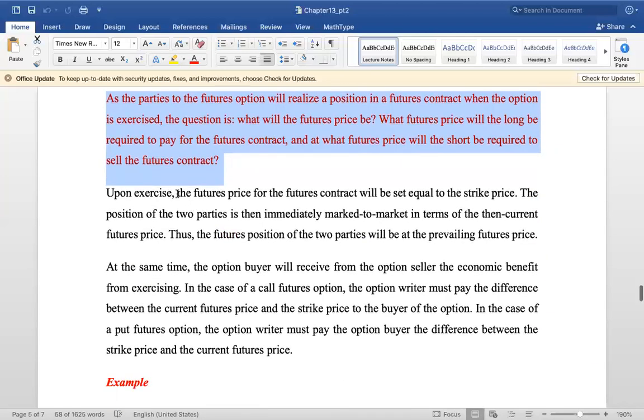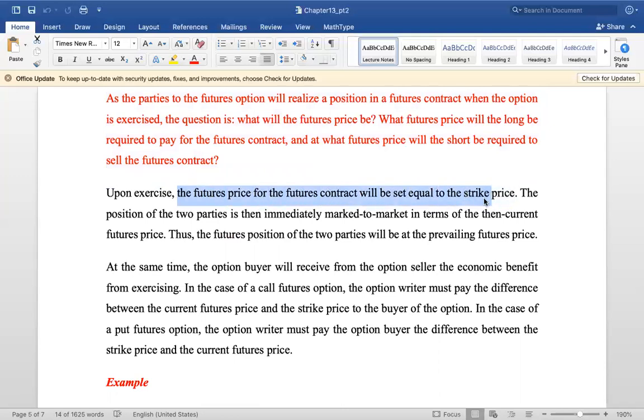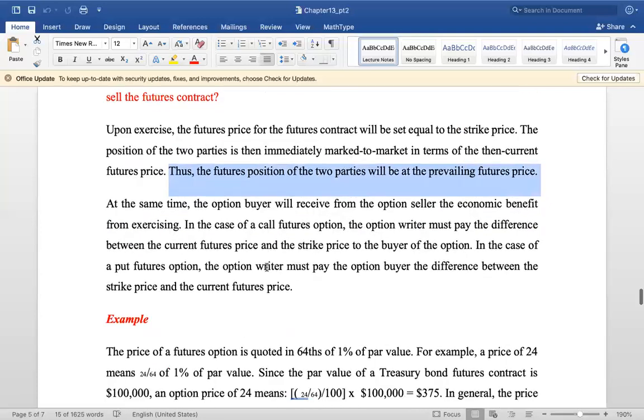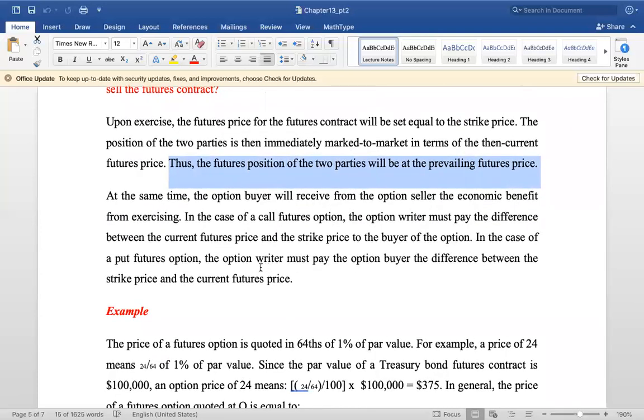Upon exercise, the futures price of the futures contract will be set equal to the strike price. So whatever the strike price is, the futures price will be set to that. The positions of the two parties are then immediately marked to market in terms of the then current futures price. Thus, the futures positions of the two parties will be at the prevailing futures price. At the same time, the option buyer will receive from the option seller the economic benefit from exercising. Let me go through an example to explain this.